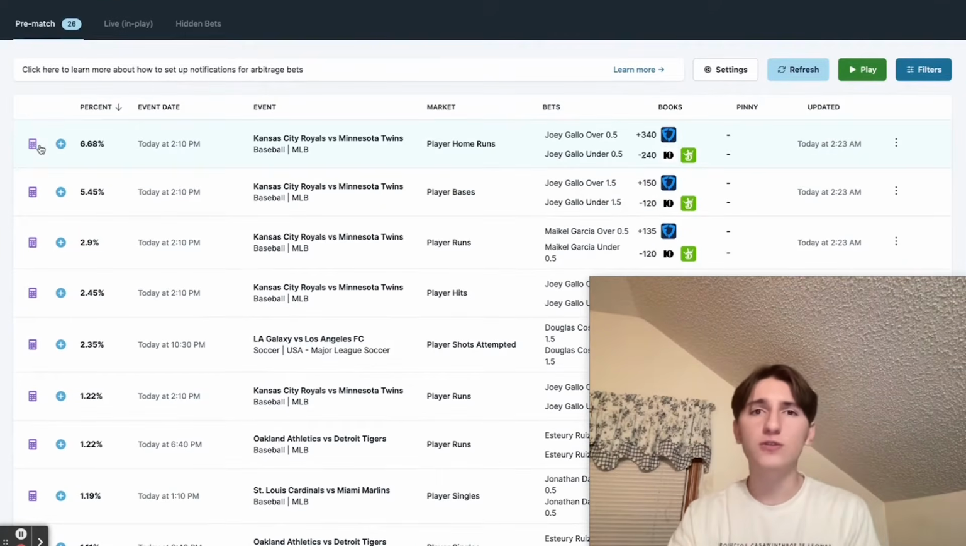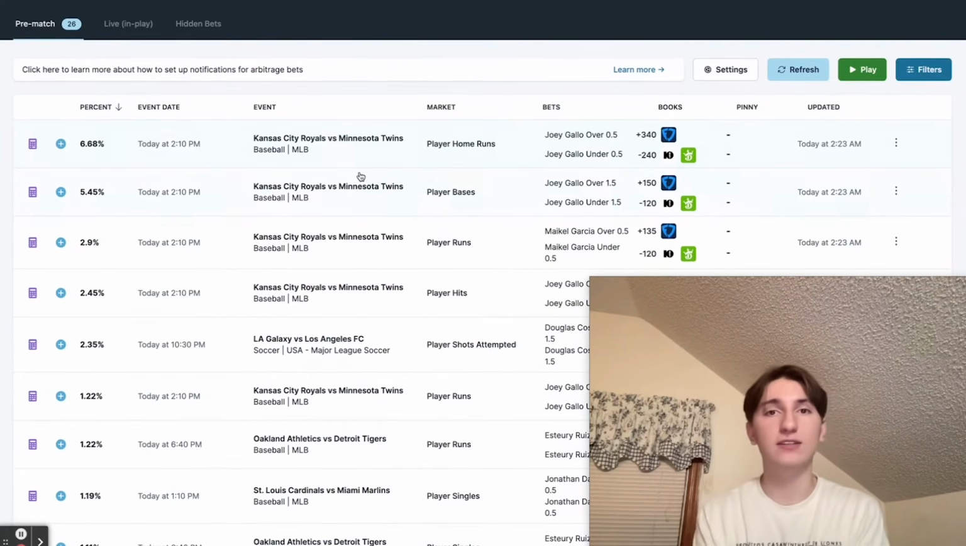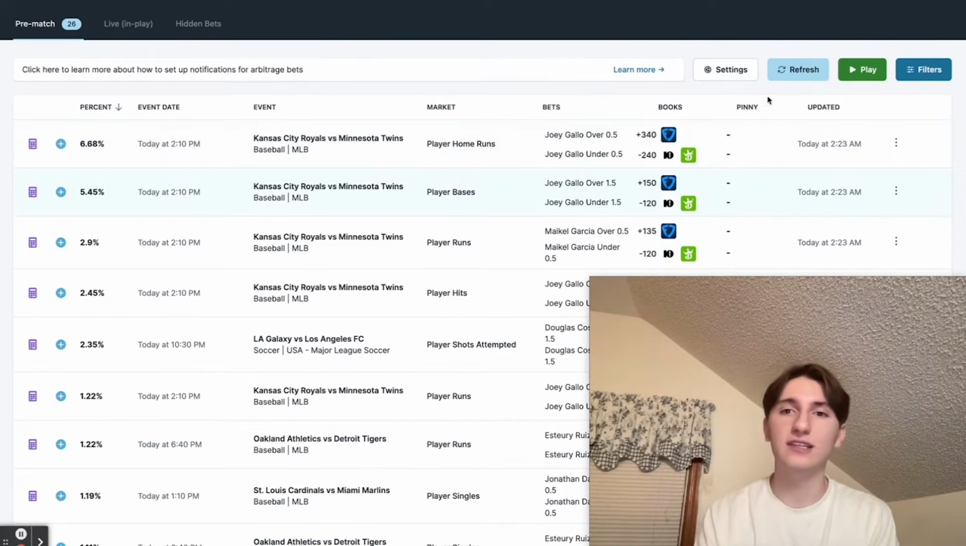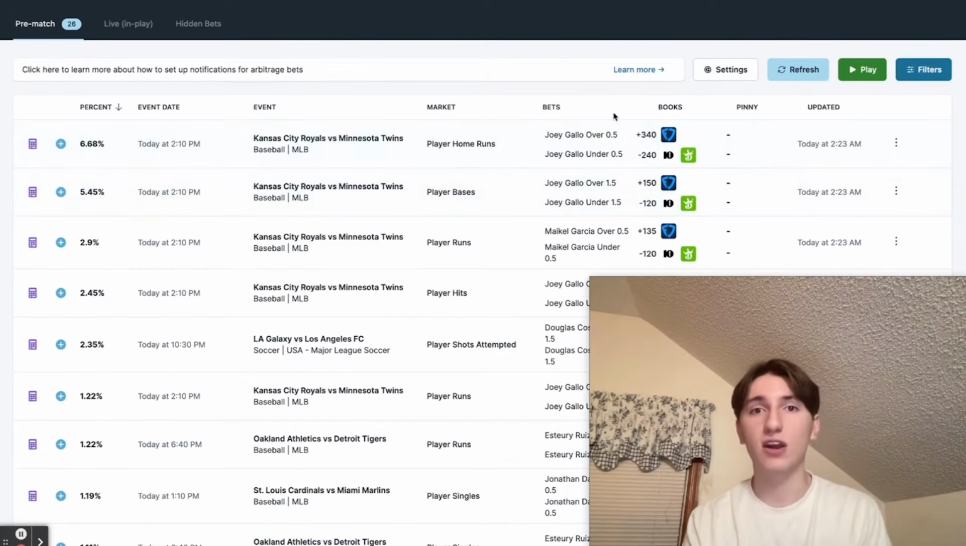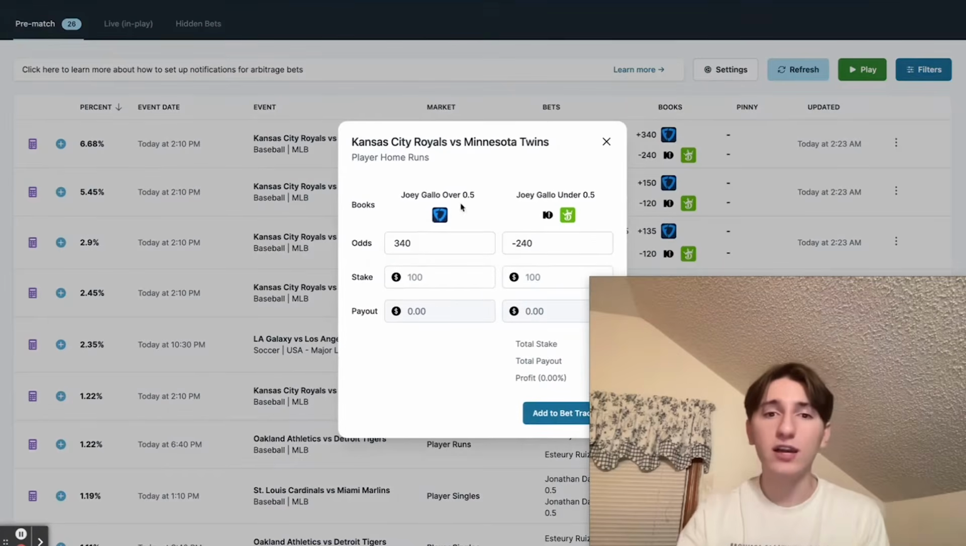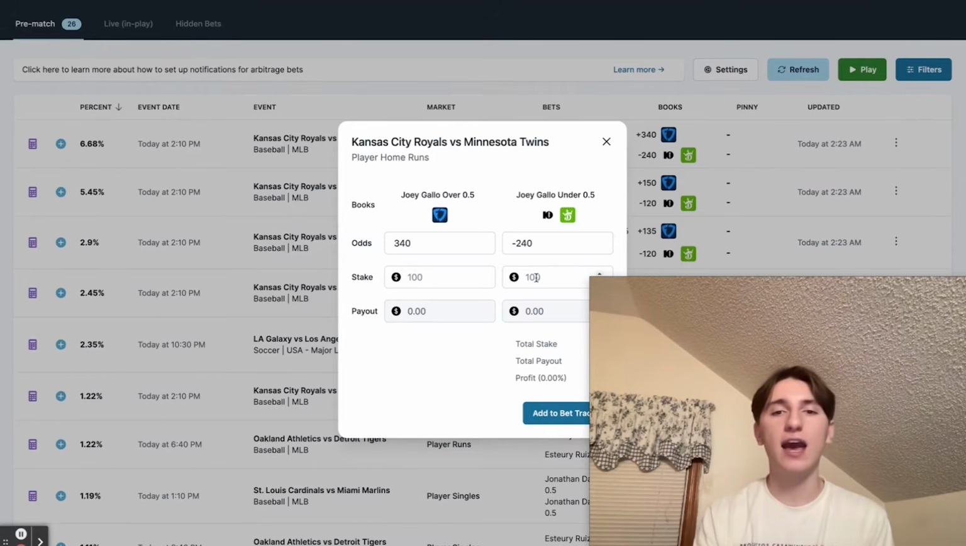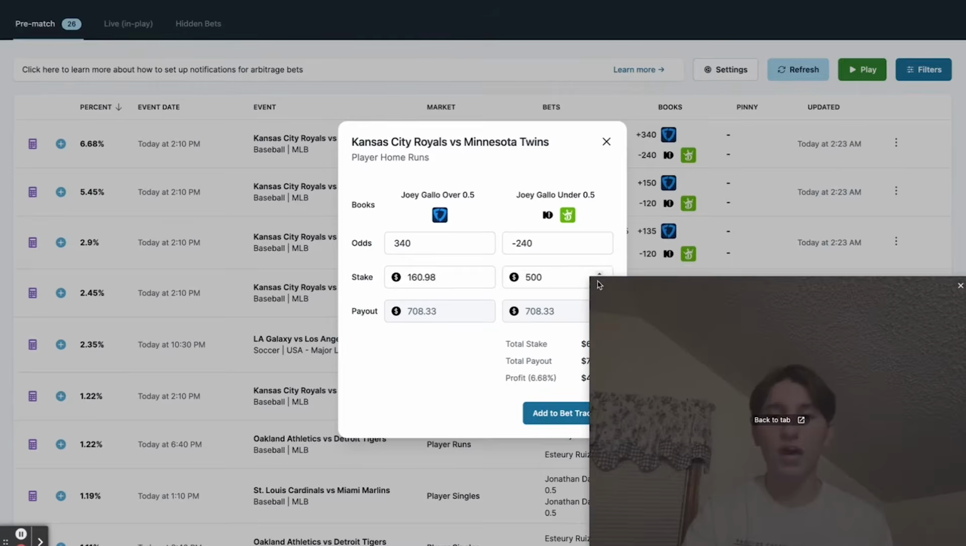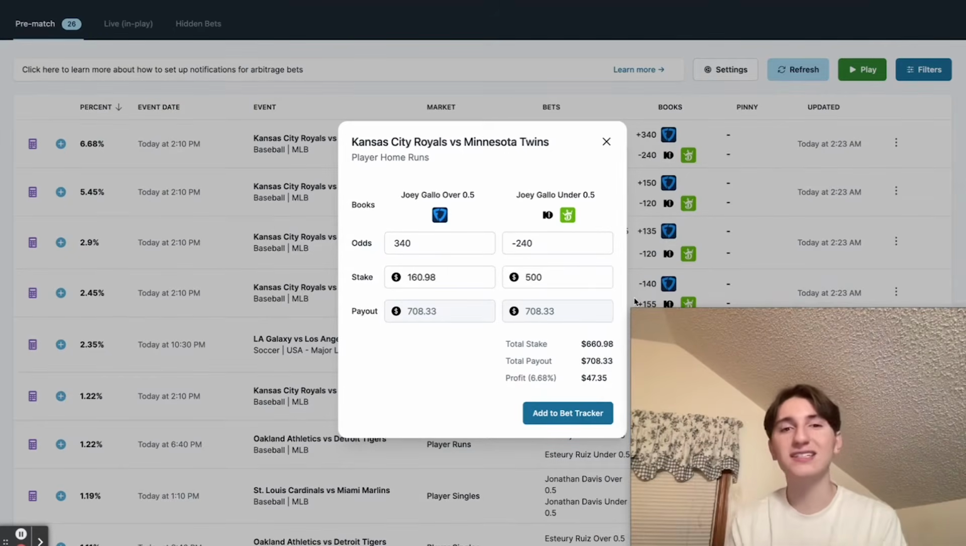All you need to do for an arbitrage bet on OddsJam is look for books that you're on, in this case, FanDuel and DraftKings looks like a great pair, then go over to the calculator, tell it how much money you have available to bet on this particular bet in either book. Let's say we have $500 on DraftKings. And then it tells you in order to optimize your profit, you need to put $161 down on FanDuel, and that guarantees $48 of profit.